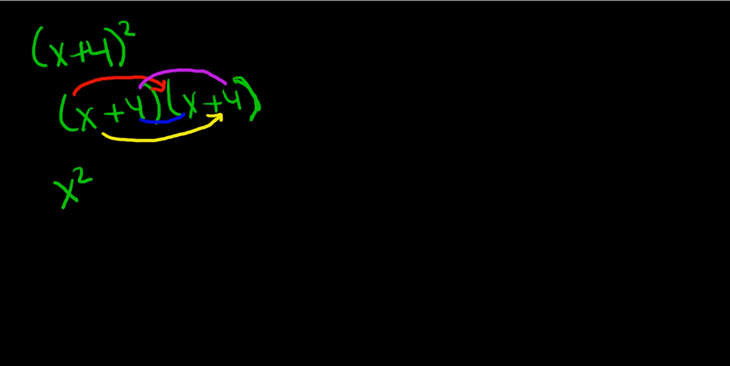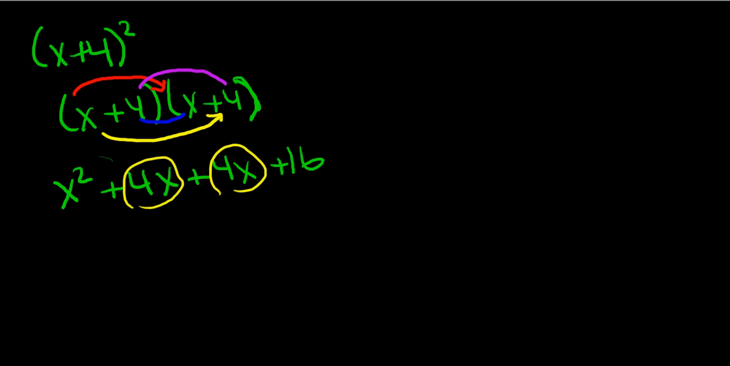So let's go ahead and do this. We've got x times x, which is x squared. Then x times 4, which gives us 4x. Then 4 times x, which gives us 4x. And then 4 times 4, which gives us 16. We can see that we have like terms, so this can be simplified a little bit. 4x plus 4x equals 8x. So we get x squared plus 8x plus 16. And we can see that this is similar to the form of (a + b) squared.